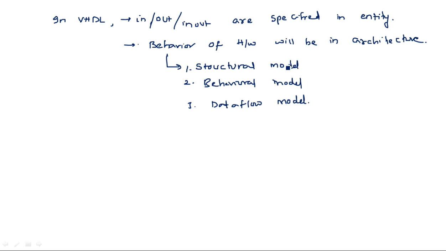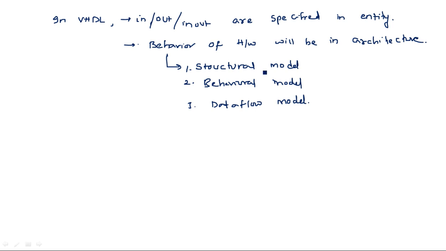Okay, in the structural model of VHDL, we are writing based on the structure. Suppose you have a full adder, in that full adder, how many AND gates are there, how many OR gates are there, how many XOR gates are there, that we will consider, and we will write the individual programs first for all these gates. Later we will interconnect all these in a main program. This is what the structural program says.